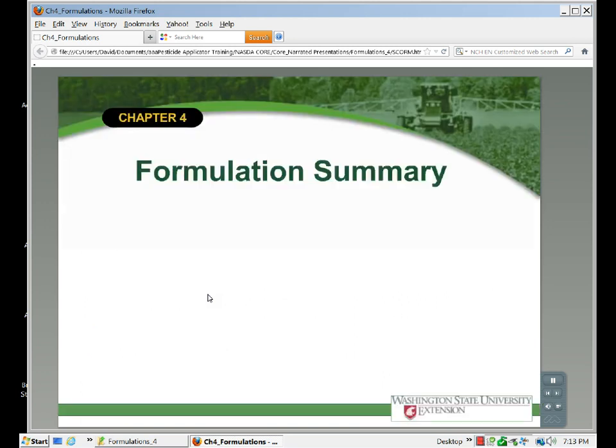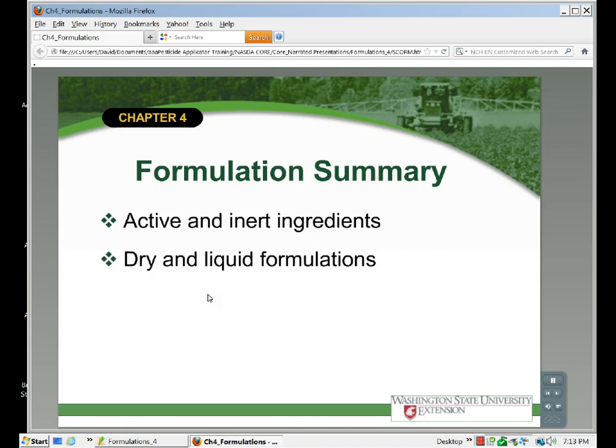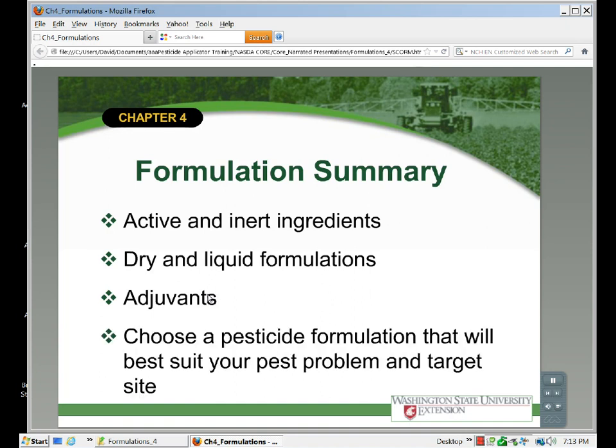In summary, all pesticide formulations contain active and inert ingredients. Many dry and liquid formulations are available. Adjuvants can be added to pesticide formulations, but you should always read the pesticide label to determine if an adjuvant is necessary. It's important to understand the advantages and disadvantages of the different formulations prior to making your selection, and then choose the formulation that will work best in your situation.